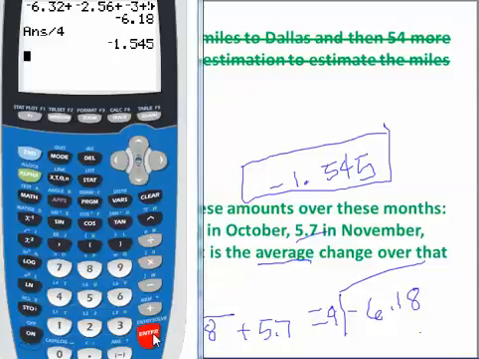So what did I do? I added up all the numbers, divided by how many I had, and that gave me an average.